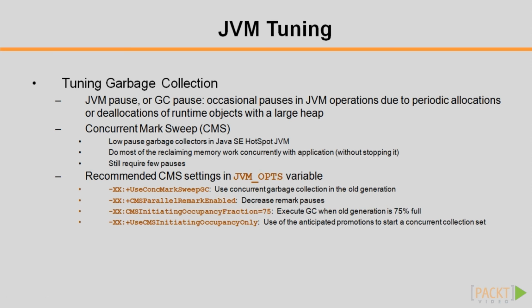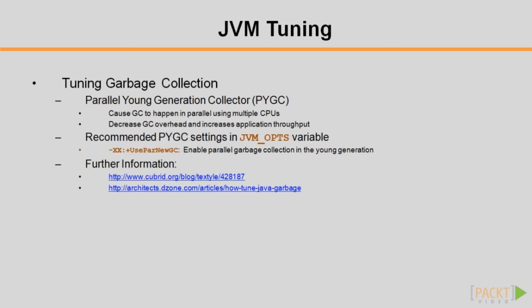The most popular CMS settings can be set in the JVM opts variable, as shown on the screen. Another mechanism is the parallel young generation collector, PYGC. It causes GC to happen in parallel using multiple CPUs so as to decrease GC overhead and increase application throughput. PYGC is also enabled in the JVM opts variable, as shown on the screen.